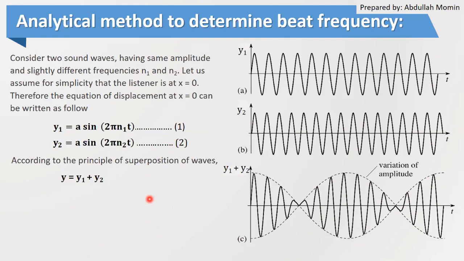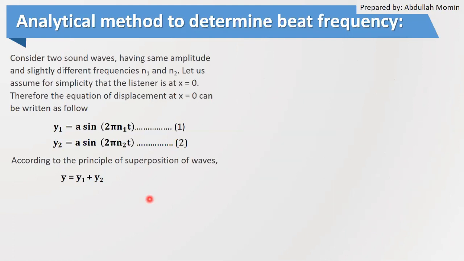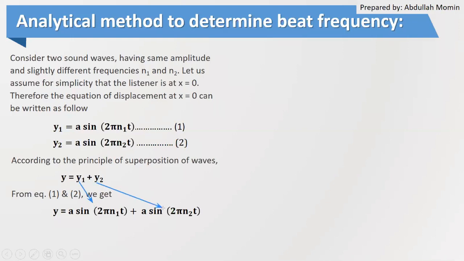Now we have the equation of y1, that is equation number 1, and we have the equation of y2, that is equation number 2. So now we are going to put equation 1 and equation 2 in this equation, and what we are getting is y is equal to a sin 2 pi n1t plus a sin 2 pi n2t. This is your y1 and this is your y2.